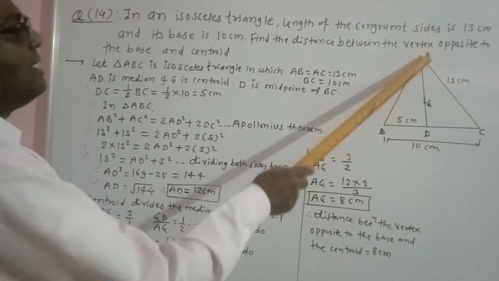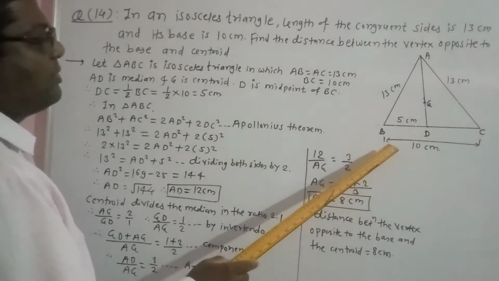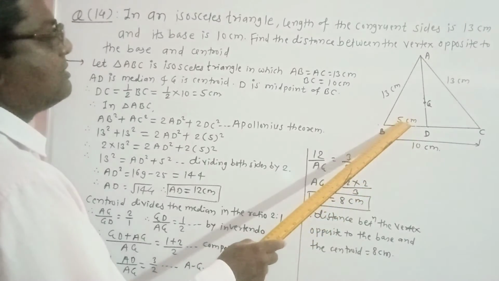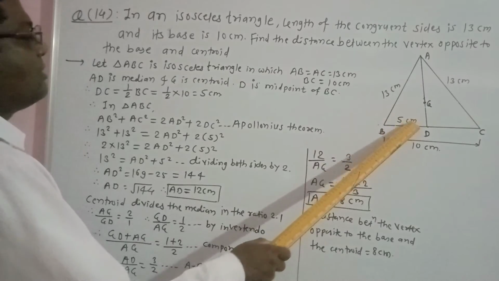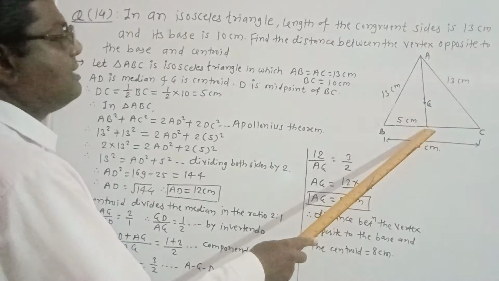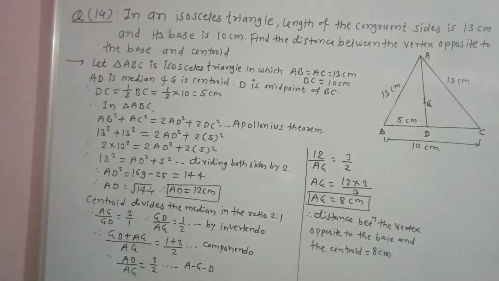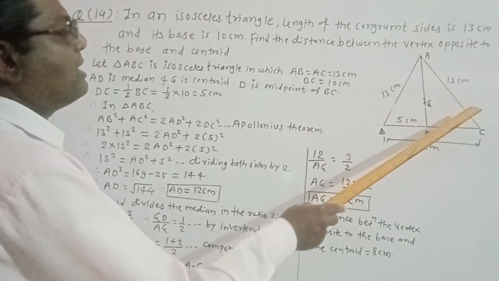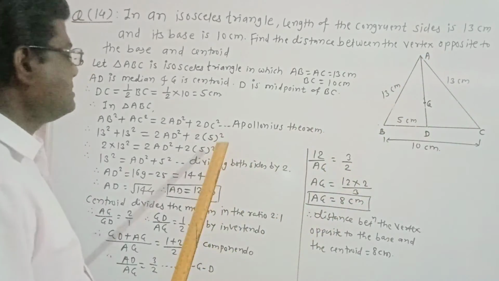Now AD is the median of this triangle, therefore D is the midpoint, therefore BD is equal to half of BC, that is BD is equal to half into 10 centimeter, that is 5 centimeter. Now in triangle ABC, D is the midpoint of BC, therefore we can apply Apollonius theorem for this triangle. So Apollonius theorem will be AB square plus AC square is equal to 2 into AD square plus 2 into DC square.